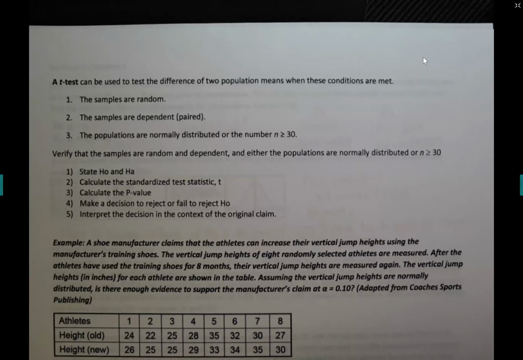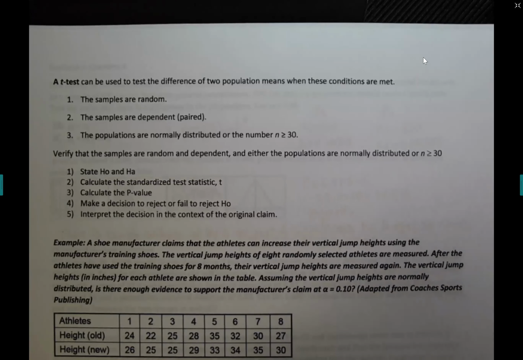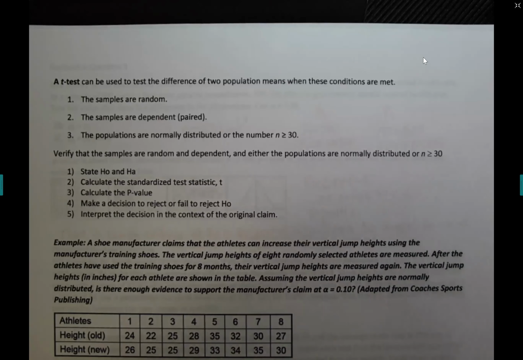We're going to resume. So when we have two samples that are dependent, it will turn out to be a 1 t-test, not a 2-sample t-test, guys. You will see that later. This is under the condition that the samples are random, the samples are dependent, paired, and the populations are normally distributed, or the sample size is greater than or equal to 30.